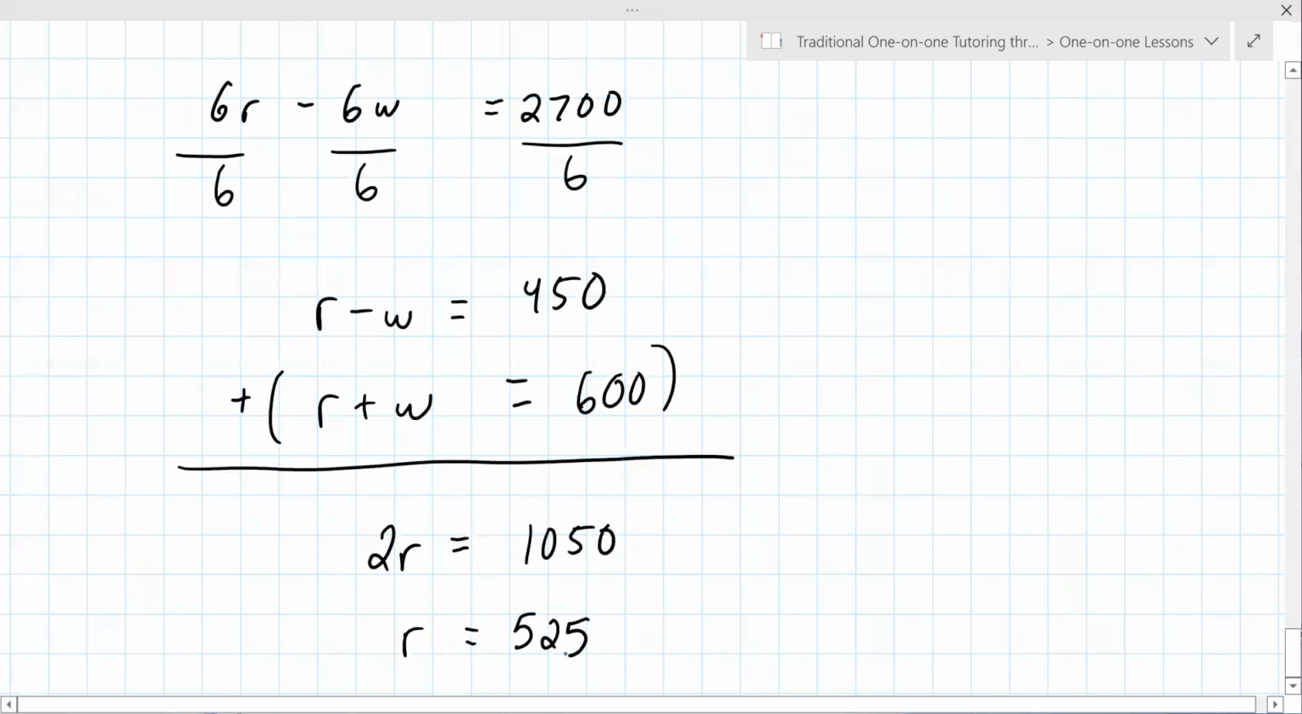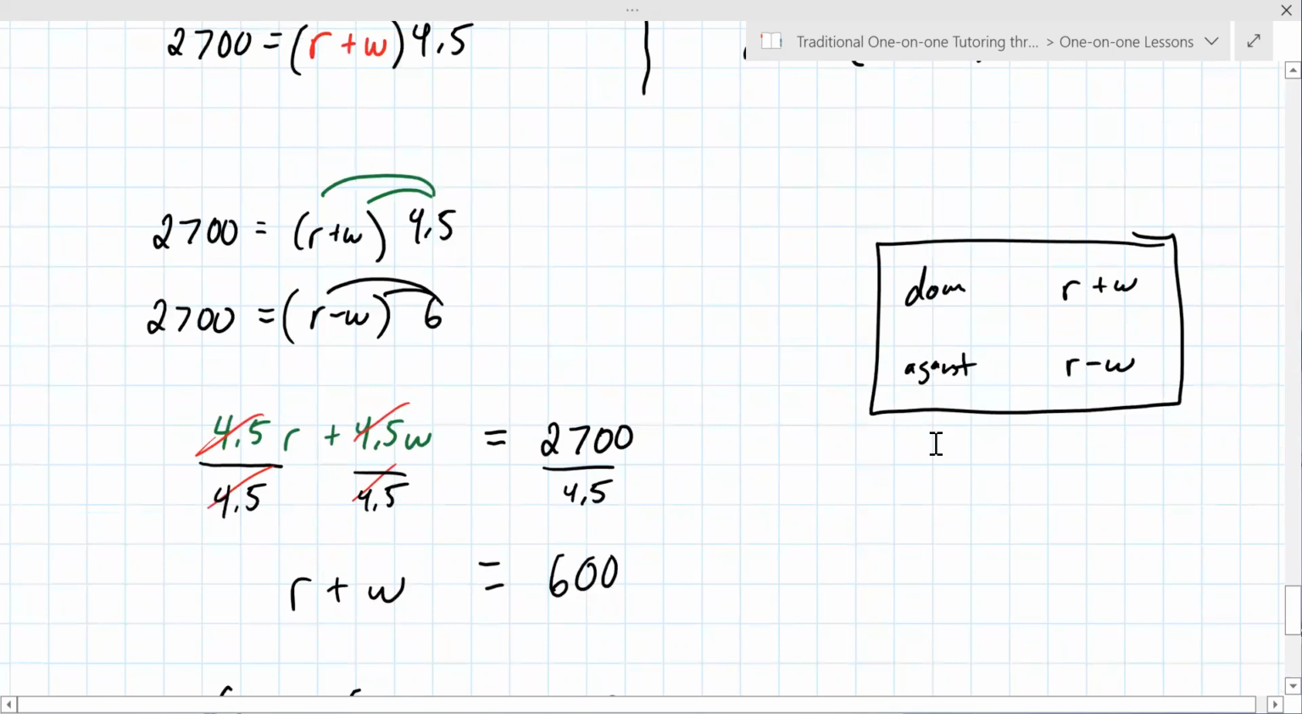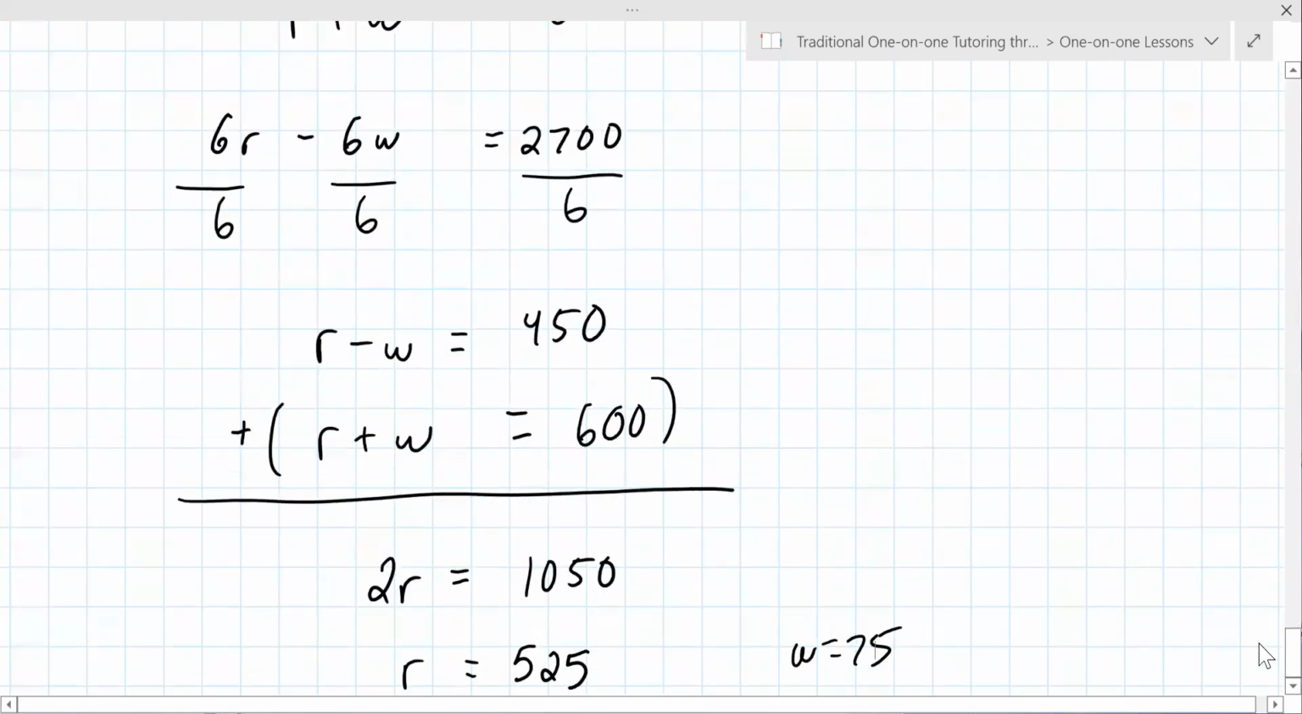Now I want you to solve for the wind speed, and you can use either equation. W equals 75. Yes, W is 75. Perfect. Okay, now, a lot of work there, a lot of things that happen. This is the key takeaway though, this down and against. We're going to use that in the next problem here.